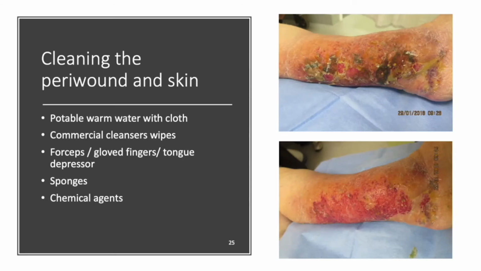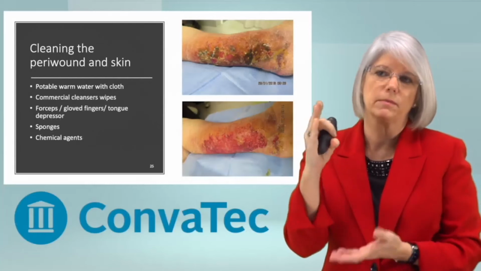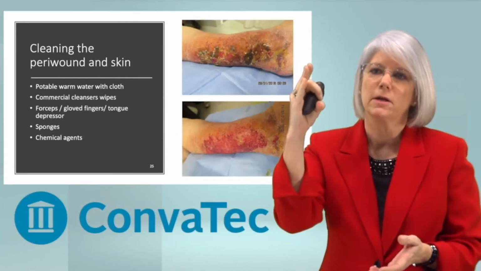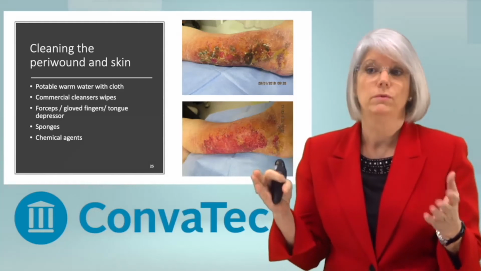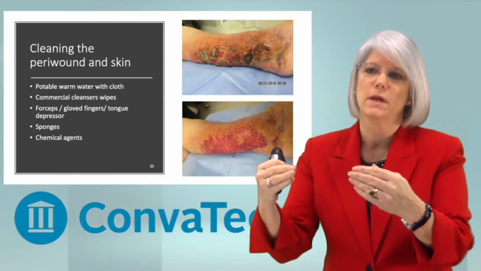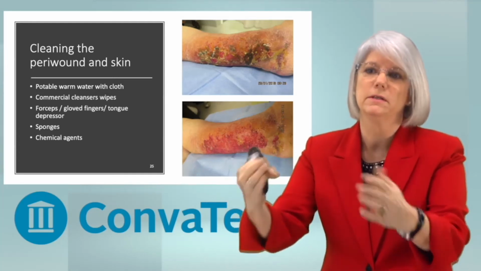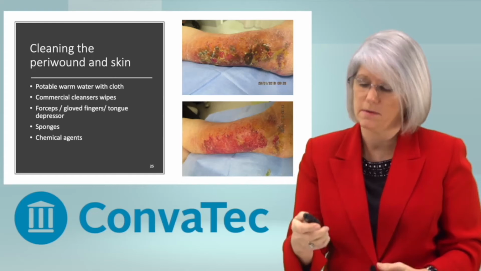It can be as simple as using potable water and a cloth to start it off, and rubbing in the antiseptic with that. You can use sponges, chemical agents, but as you can see from these photos, if I hadn't removed all that, and you can see from the timestamp, there's about 15 minutes from the top to the bottom, it provides me a good, clean wound to assess and know that the dressing product that I'm going to put on that wound will actually be dealing with the wound bed instead of all that surface substance on top.